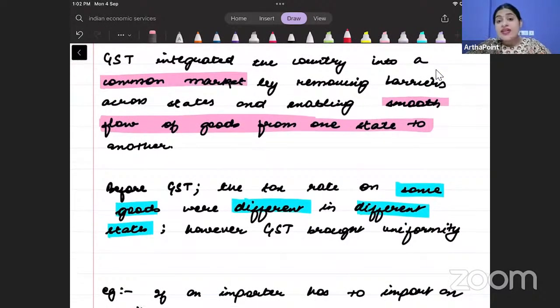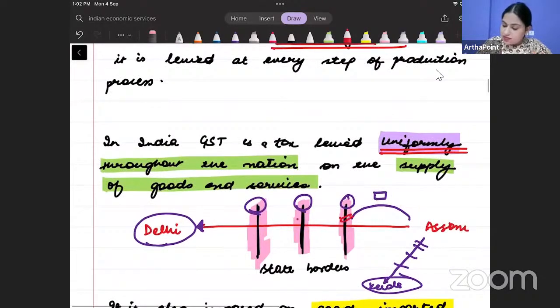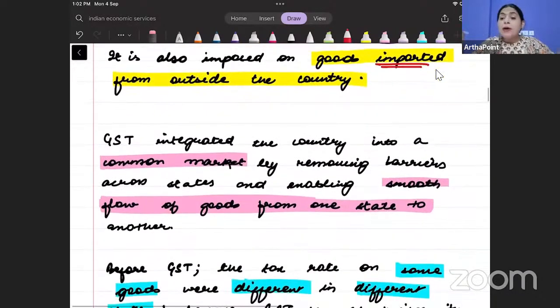GST integrated the country into a common market by removing barriers across state. यही बात मैं समझा रही थी कि ये जितने भी barriers थे, इन barriers को GST ने remove कर दिया. कैसे remove किया? क्योंकि अब एक common tax rate है that will be employed. So there is a common tax rate that I will be putting, right? There will no more be interstate taxes that you will be paying like this, which will differ. है ना कि ये स्टेट तो 4% चार्ज कर रहा है और ये स्टेट 7%. It's not that thing, right?